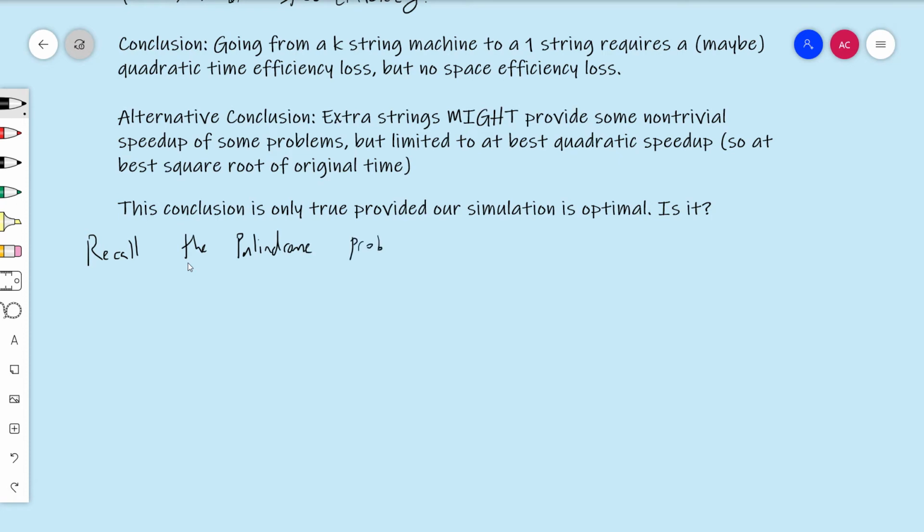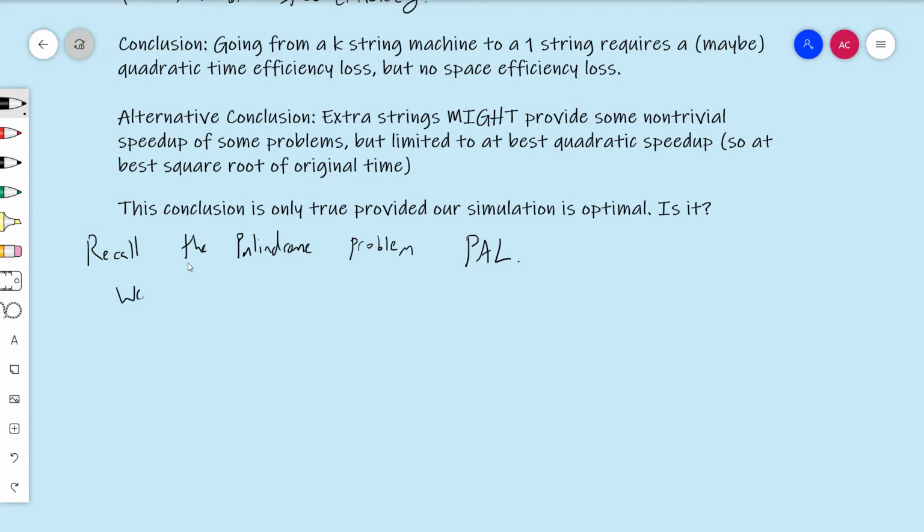This was the first example we did, remember? I didn't do this for no reason, and I will never show you a problem for no reason. All of these problems have some special importance. The palindrome problem can be used to actually prove that the simulation I just did is optimal. How the hell could that happen?